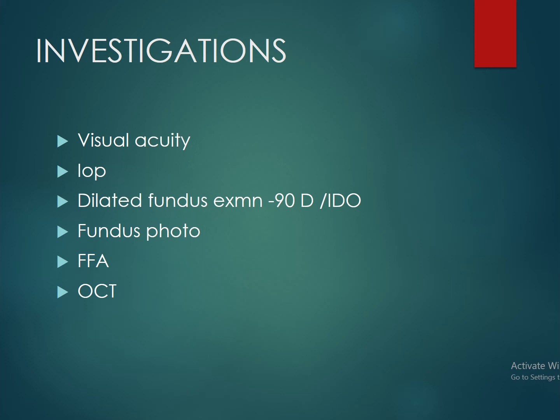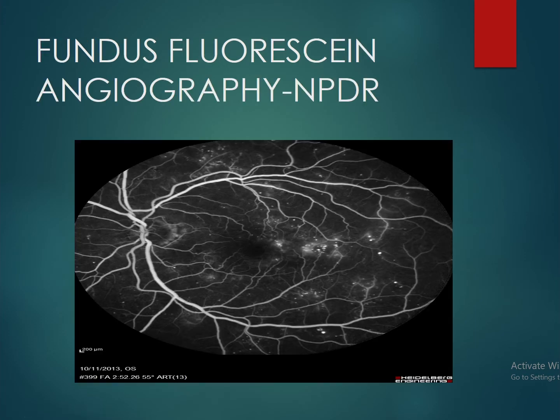Then you have fundus fluorescein angiography. Fluorescent dye is injected through a vein and it makes its appearance in the retina, and all the lesions are highlighted. That is fundus fluorescein angiography, and also optical coherence tomography. So this is a fundus fluorescein angiography. You can see the microaneurysms well highlighted. These are the microaneurysms which are standing out.